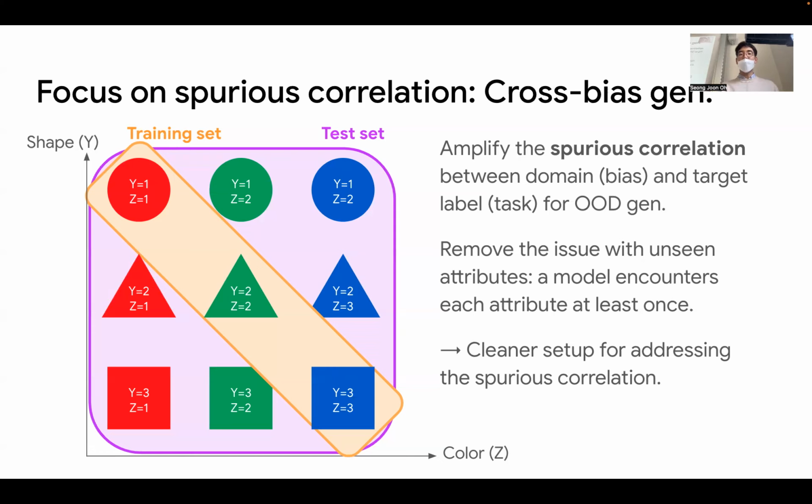So if that happens, the model is focusing more on rather simple cues in general, and it fails to generalize to unconventional non-training data kind of scenarios. Yeah, I hope it's clear. So this is a typical cross-bias generalization.